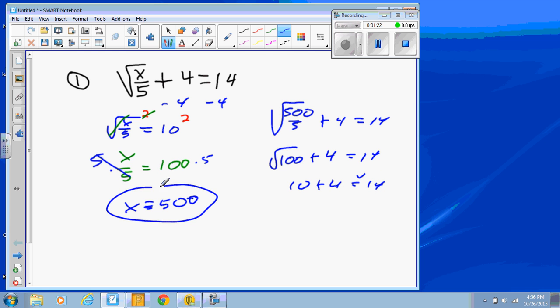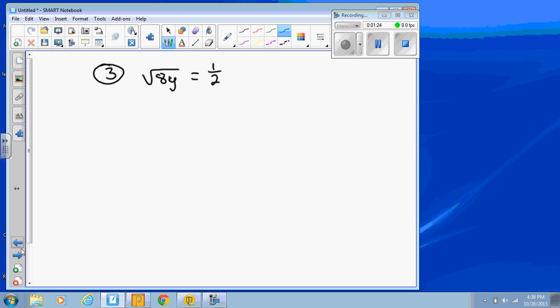X is 500. All right, next problem is number 3 that we're working with. This is going to be the same thing. I got the square root by itself already. So I'm going to square both sides. Remember, I'm squaring the fraction. The square root of a square disappears, so I got 8y equals. Now this is 1/2 times 1/2, which is 1/4. A lot of people put 1, but that's not right. 1/2 times 1/2 is 1/4.